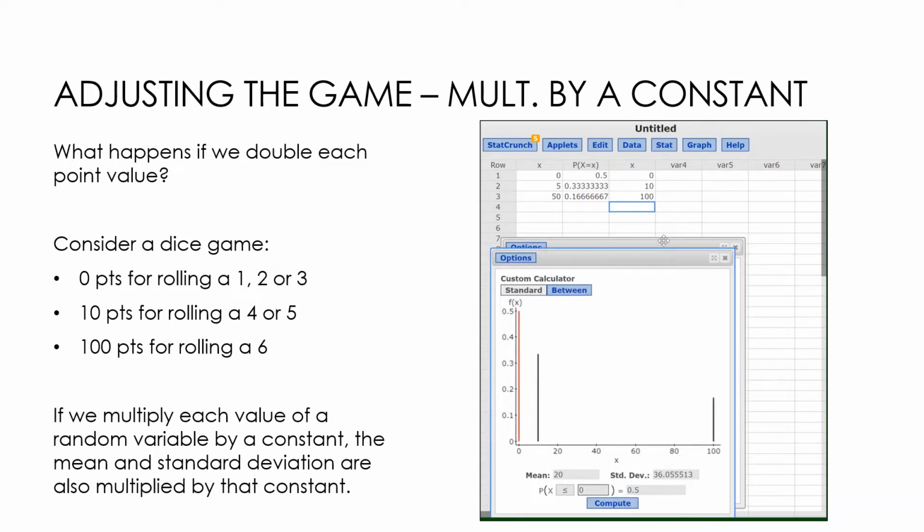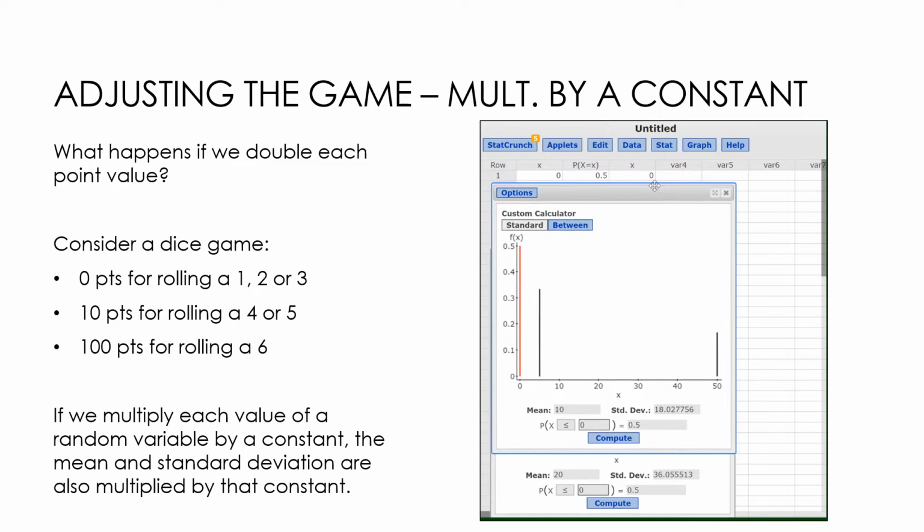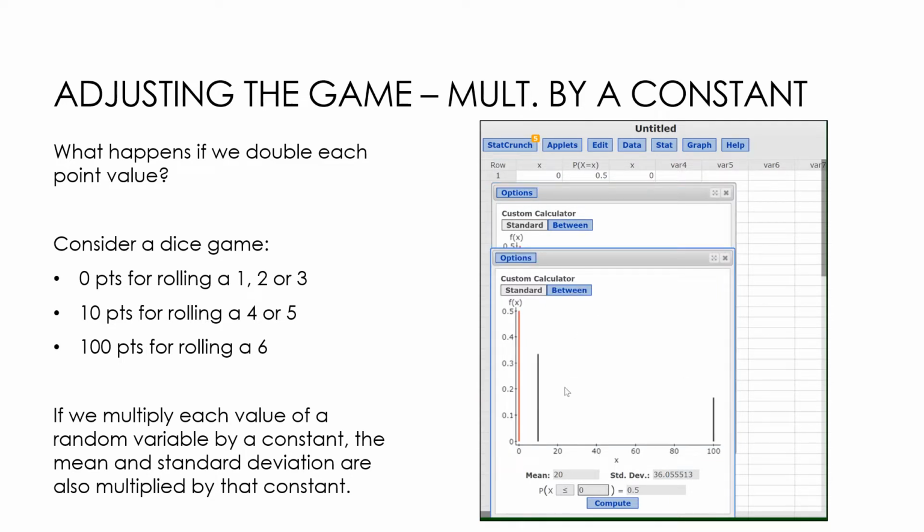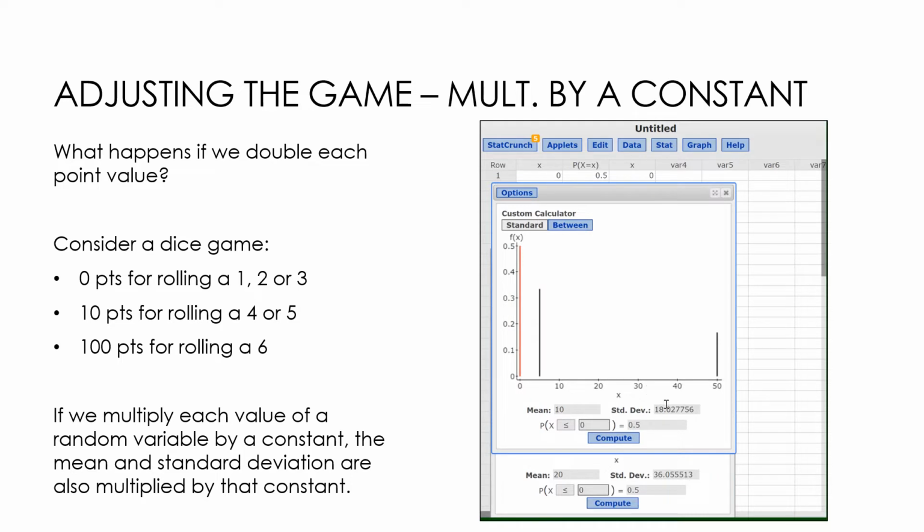And really what I want to do is compare the mean of 10 to now the mean of 20, and the standard deviation of 18 to the standard deviation of 36. And what I notice is when I doubled all of my values, that doubled the mean and it doubled the standard deviation. So my summary is that if I multiply the value of a random variable by a constant, the mean and standard deviation are also multiplied by that constant, as we can see here.